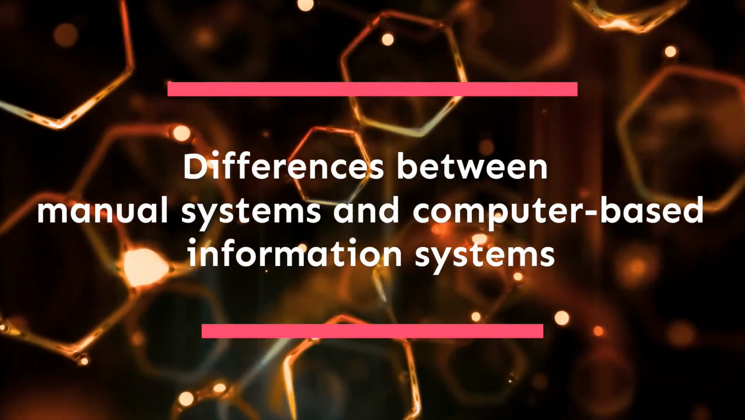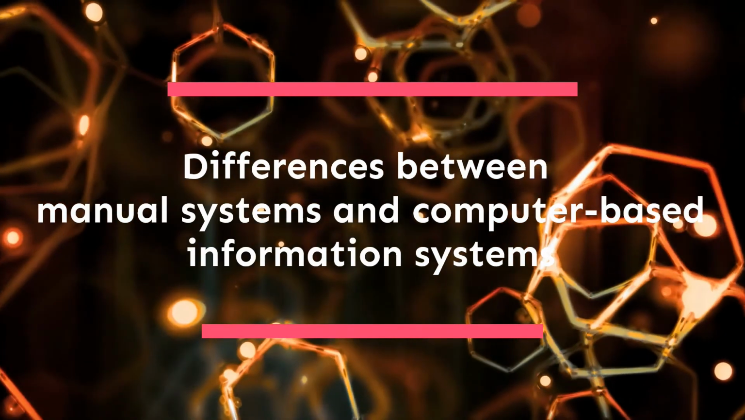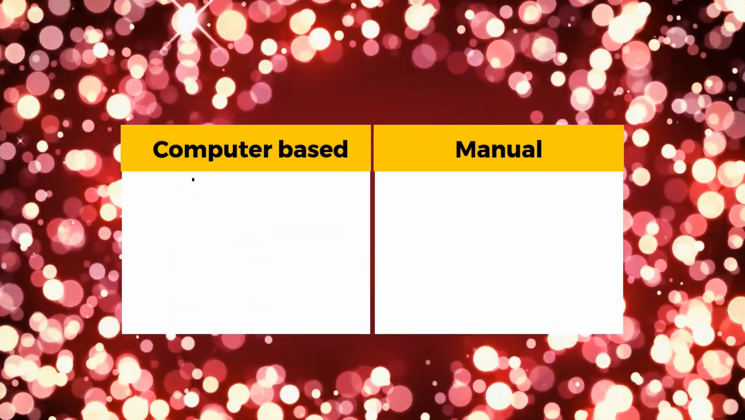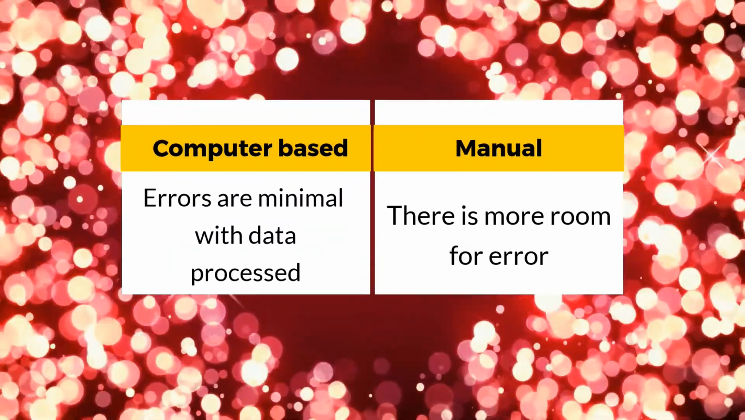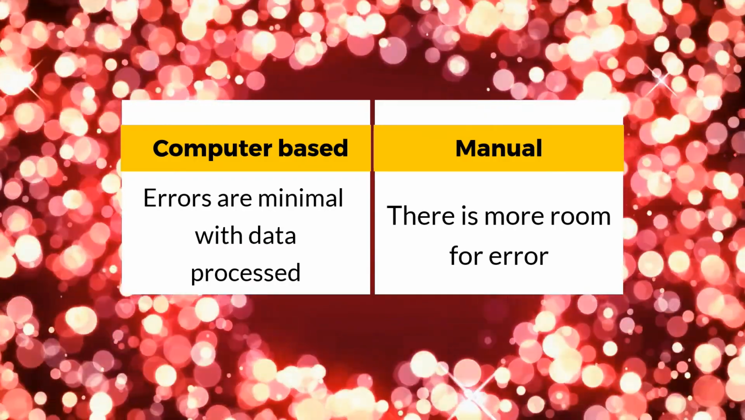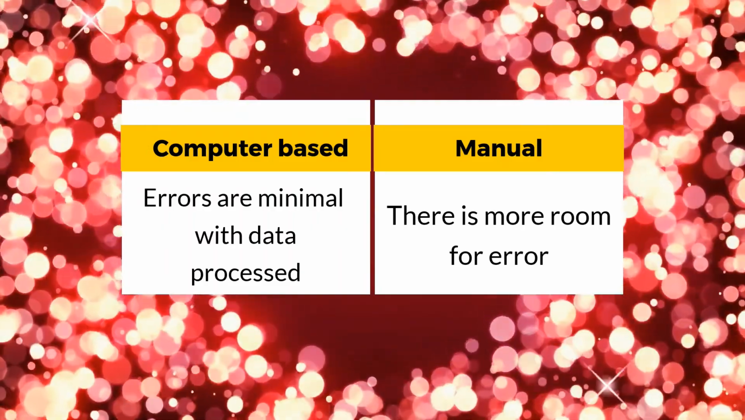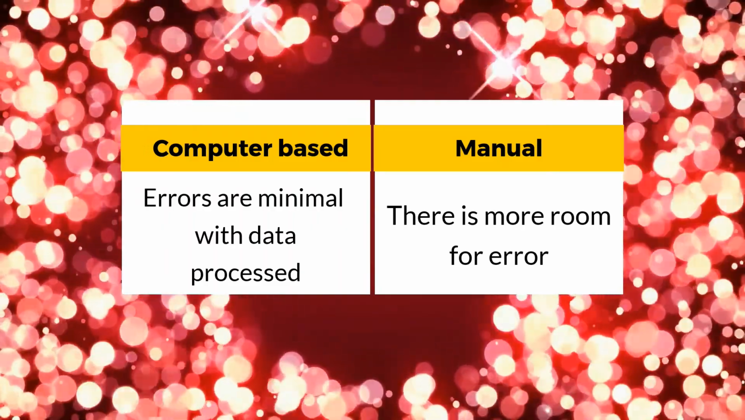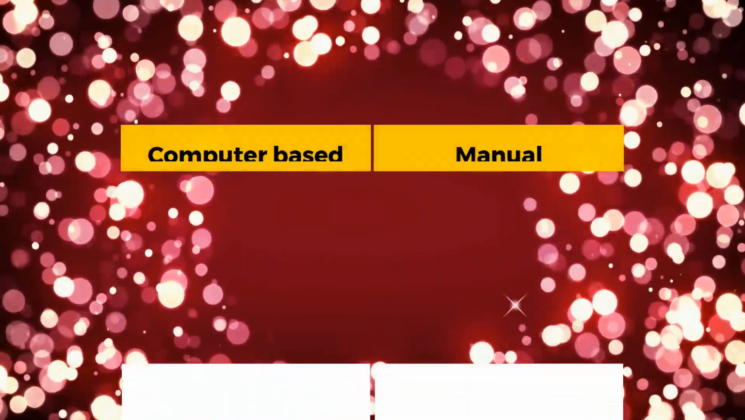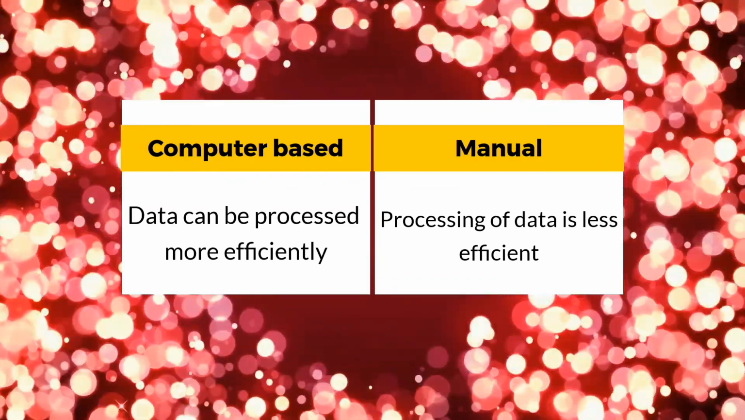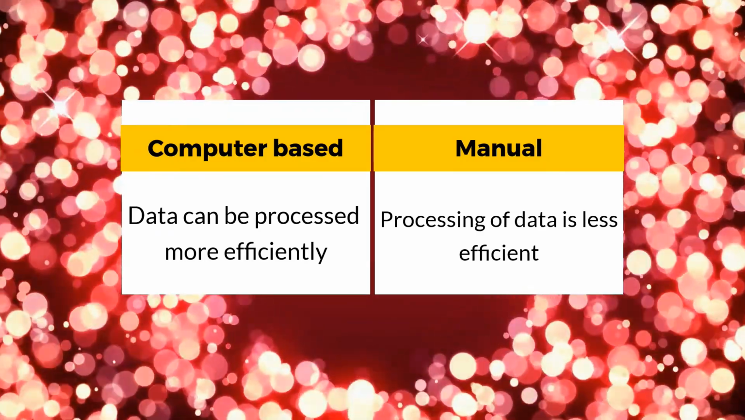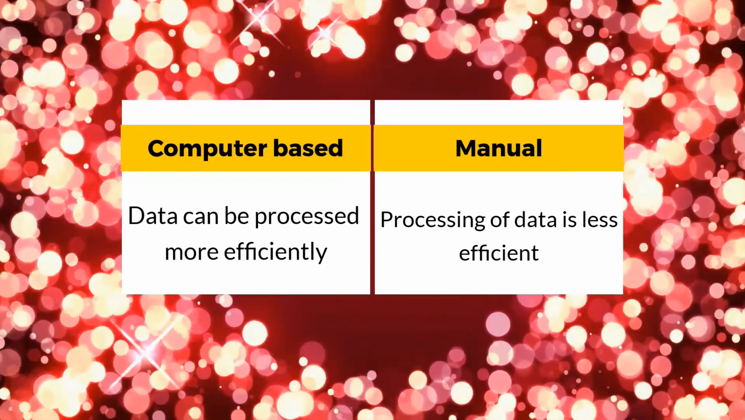Let's learn the differences between manual systems and computer-based information systems. Errors are minimal with data processed in computer-based information systems, and there is more room for error in manual information systems than the computer-based information systems. Computer-based information system data can be processed more efficiently, and manual information system data processing is less efficient.